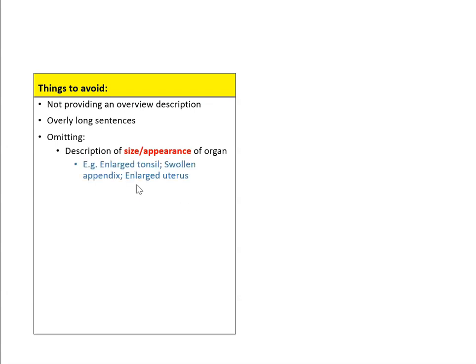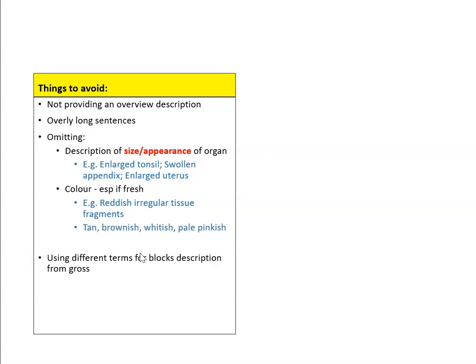So very often, general terms like enlarged, swollen, edematous may be omitted. The color, of course. Colors are helpful for visualization, especially if the specimen is fresh. For example, instead of just tissue fragments, you can say reddish, irregular tissue fragments, or give colors such as tan, brownish, whitish, etc. Avoid using different terms for block as well as gross description.